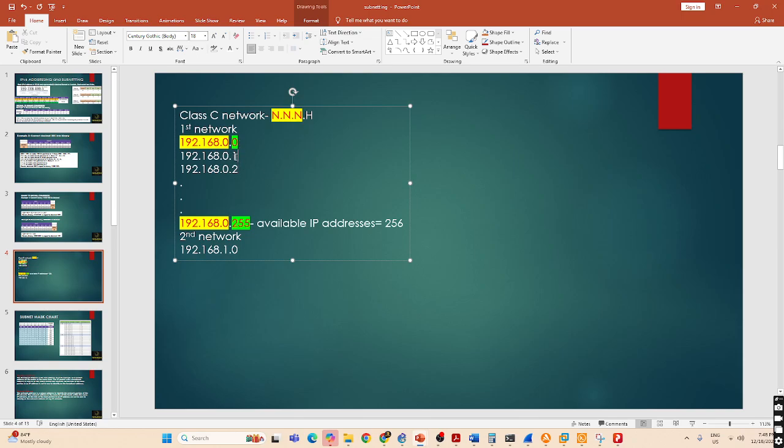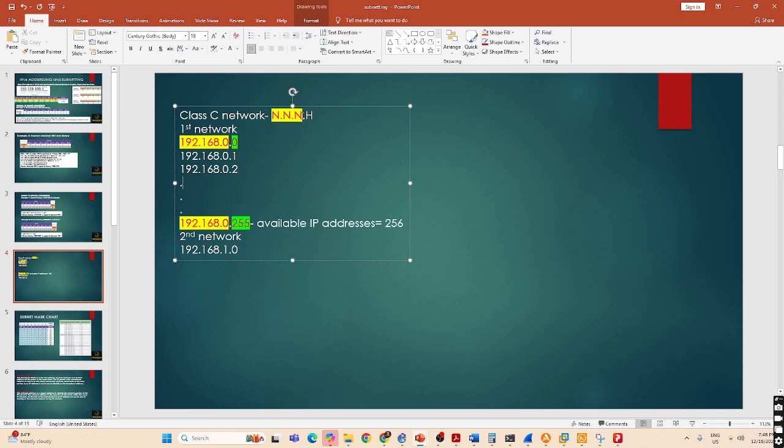So 192.168.0.0, 192.168.0.1, 0.2, like that up to 0.255 is one network. So this is the first network. Everyone understood? I am extracting the first network and explaining it.